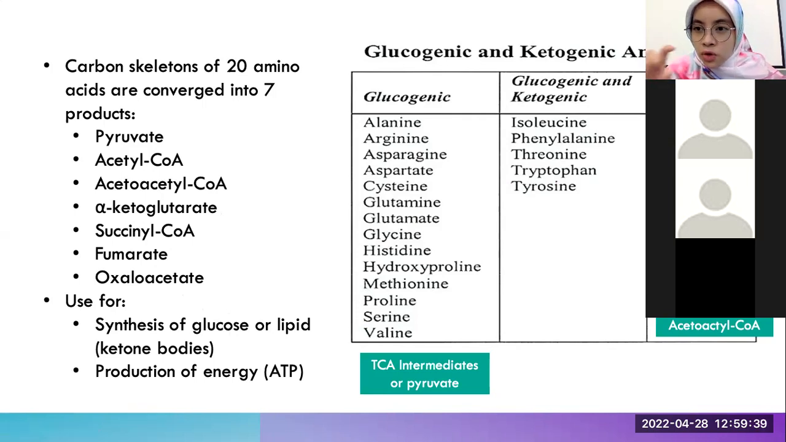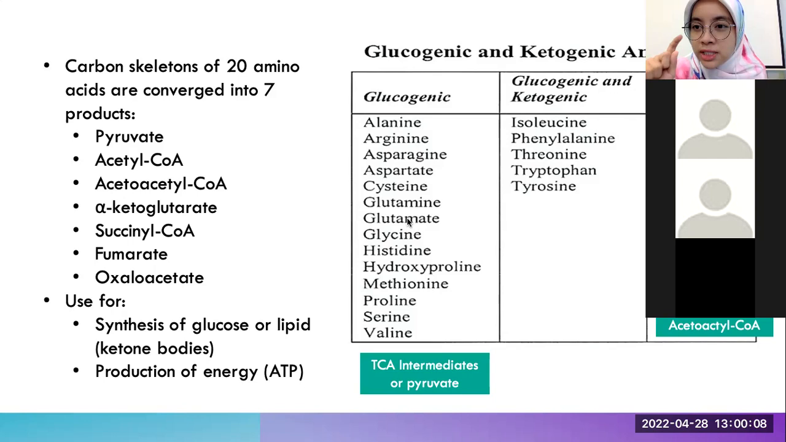Glucogenic amino acid means that this amino acid can be converted into glucose in other reactions. So that is why it's called glucogenic, meaning that it has a similar structure to glucose, so that if it goes through some metabolic reactions, it can form glucose. So that is what is meant by glucogenic amino acid.